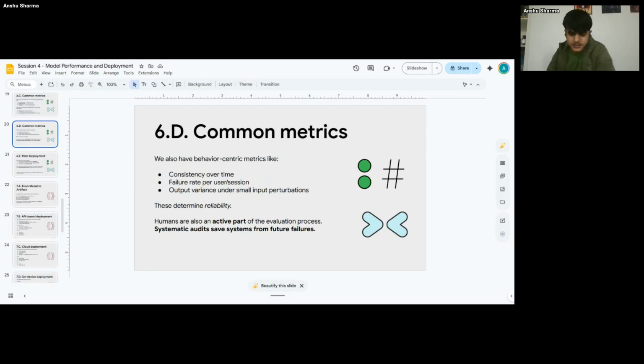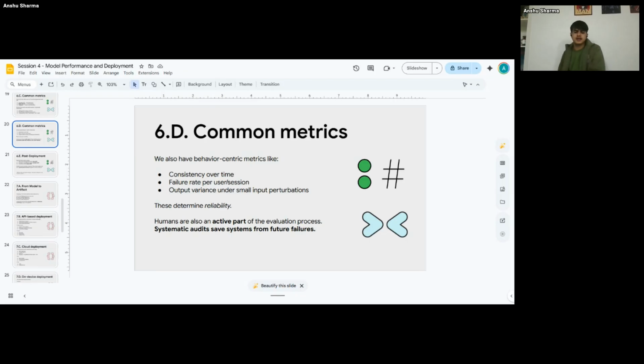Okay, all right. So let's move on to the next slide. These three metrics that we just studied are model centric. Now let's talk about behavior centric metrics, right? These evaluate behavior instead of how well the model is performing. These are more general metrics that we can use. How consistent is our model over time? These are evaluated by human beings. What is the failure rate per user per session? If you have a million users, how many of them fail per session? That's the failure rate per user per session.